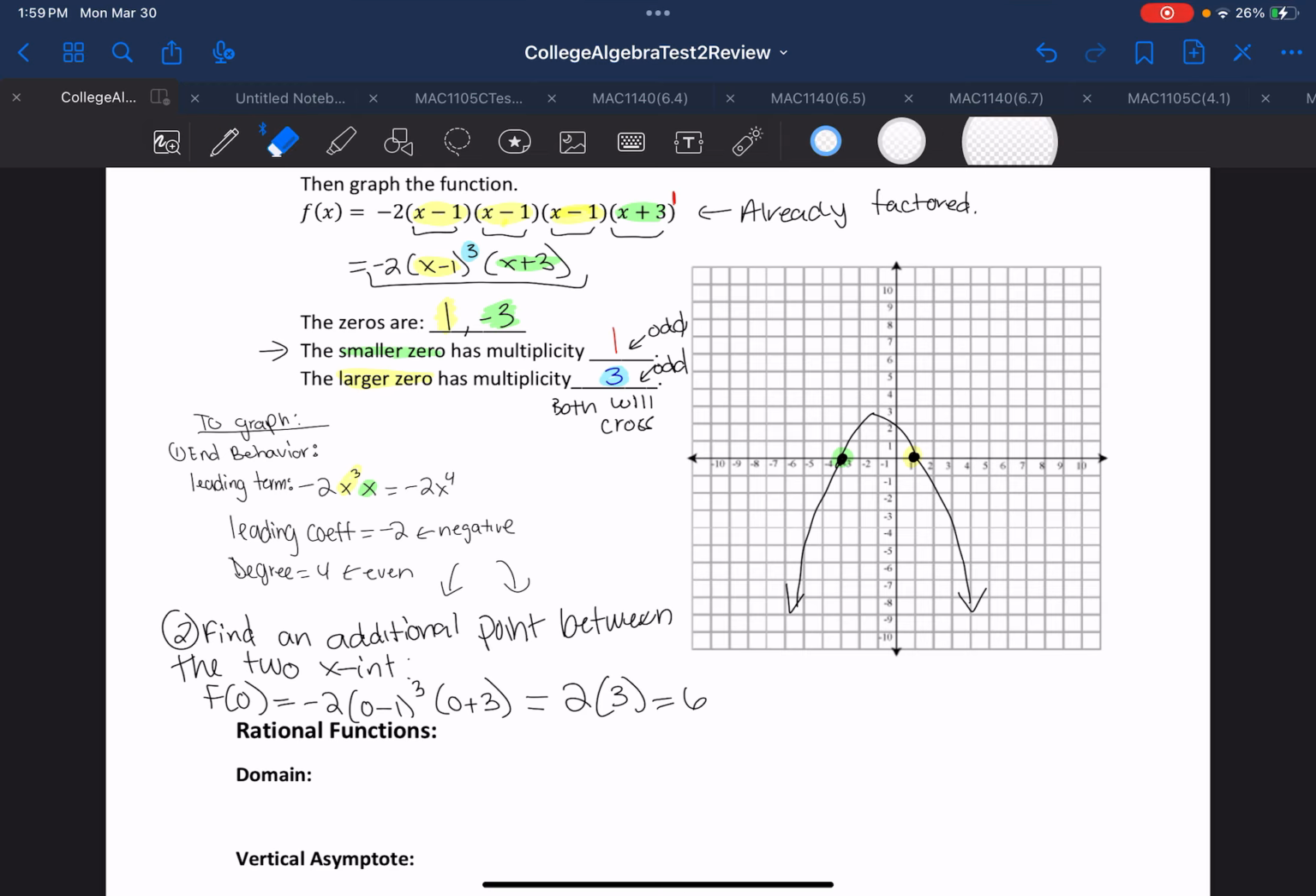So this is actually going up higher than that. It's going up to, here's my y-intercept. So this is going up some and then going back down. And you should be able to plot that on Pearson just by using that information. Okay.